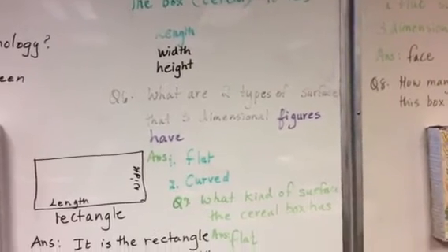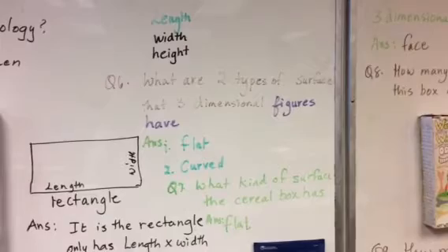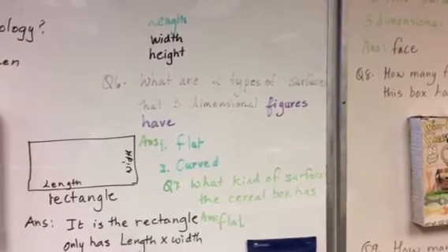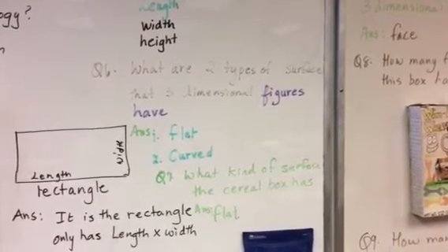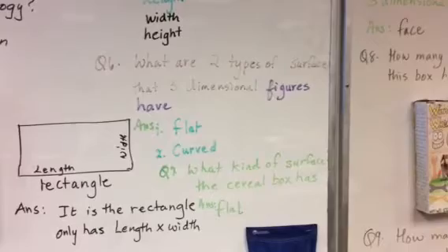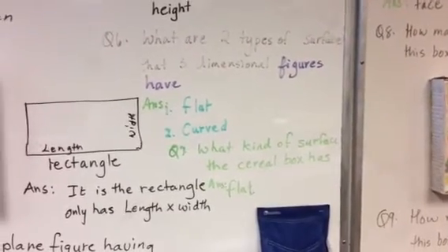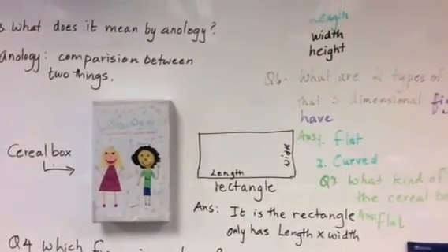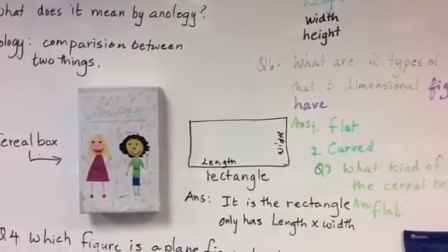What are two types of surface that three-dimensional figures have? Number 1, flat, or number 2, curved. You remember yesterday's YouTube video, you can look at it and you will know which is flat and which is curved. What kind of surface does a cereal box have? A flat surface. A cereal box has flat surfaces and it doesn't have a curved surface.